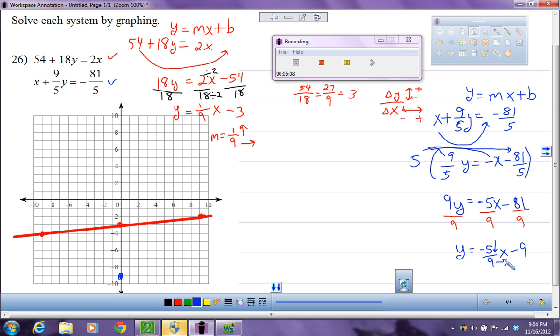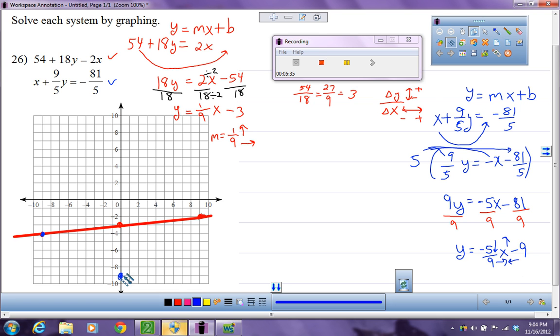Or, what we could do is say, well, I can't go 5 down and 9 to the right, but I could go 5 up and 9 to the left. The opposite of that. If I cannot go 5 down and 9 to the right, then I can go 5 up and 9 to the left.